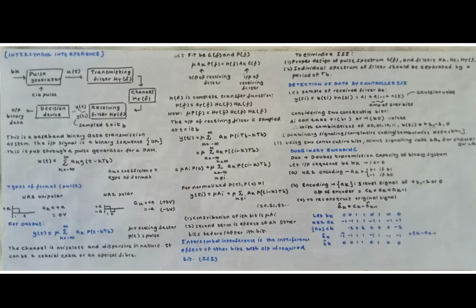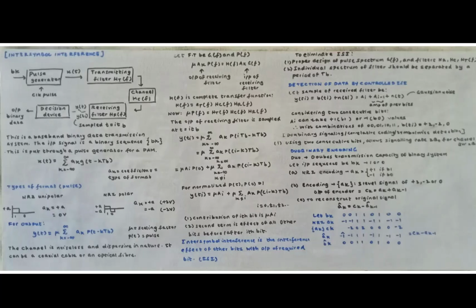So eventually the formula that you get is y of t_i equals mu a_i plus mu times the summation over k not equal to i of a_k p of (i minus k) T_b. This is the formula that you have to remember. But the important part to note here is the contribution of the ith bit is mu a_i. So that's the important part you have to remember. The second term is the effect of all the other bits before and after the ith bit.